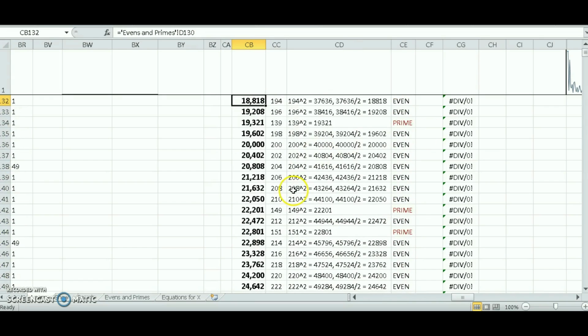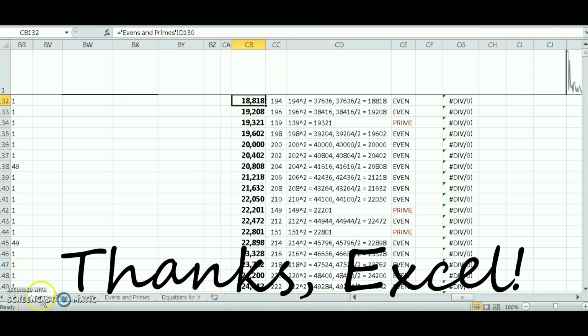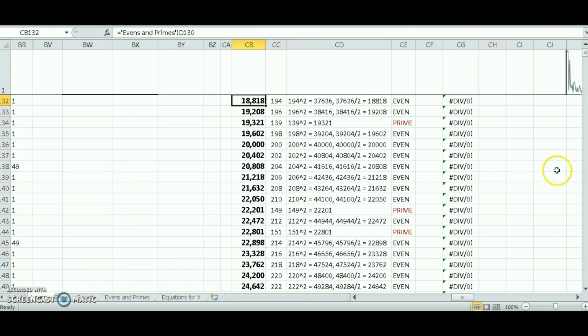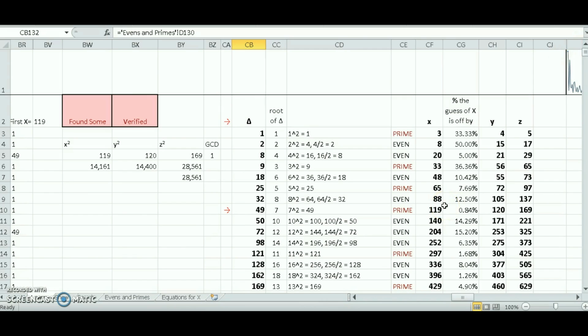And then over there on the evens and primes tab, I've got all of the evens and primes listed out, which aren't actually all hand typed in. I just got a list of prime numbers and a list of even numbers, and then sorted them. Thank you, Excel. So that's the magic of it.